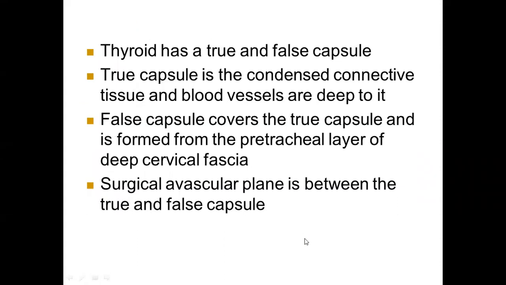Thyroid has two capsules, a true capsule and a false capsule. The true capsule is the condensed connective tissue layer, and the blood vessels are usually deep to it. The false capsule covers the true capsule and is formed from the pretracheal layer of the deep cervical fascia. So the surgical plane of dissection is actually between the false and the true capsule because it is an avascular plane.